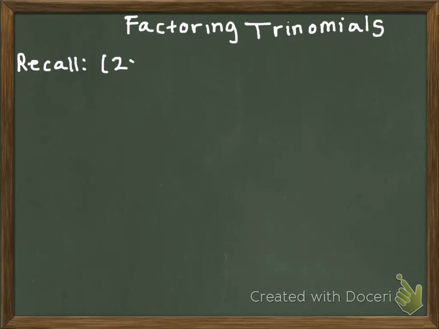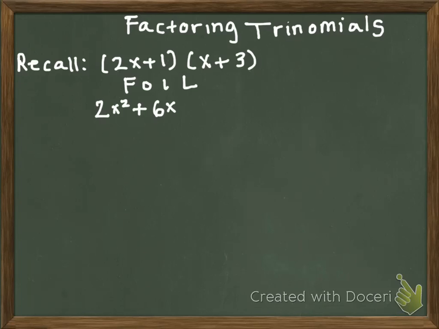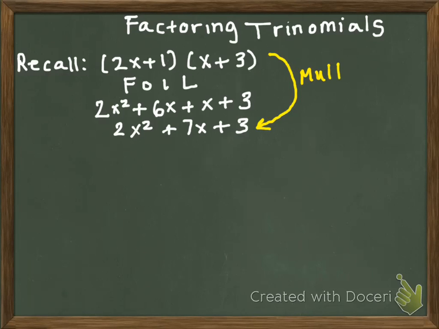Let's get started. You may recall how to multiply two binomials. Let's multiply 2x plus 1 times x plus 3. We will do this by using the FOIL method. 2x times x is 2x squared, 2x times 3 is 6x, 1 times x is x, and 1 times 3 is 3. So after we collect like terms, the end result is 2x squared plus 7x plus 3. As you can see, when we multiply two binomials, the result is a trinomial.